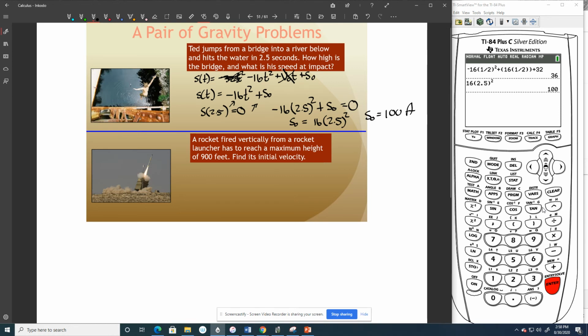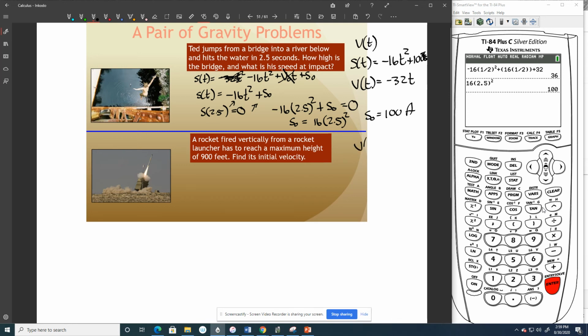Now, if I want to know what his speed is when he does hit the water, I need to use my velocity formula. So I need to find v of t. Well, we know that s of t is negative 16t squared plus 100. Now, if I take the derivative of that, my velocity is going to equal negative 32t. Oh, sorry, it's not plus 100t. This is not our velocity. This is our height. So my derivative is just negative 32t.